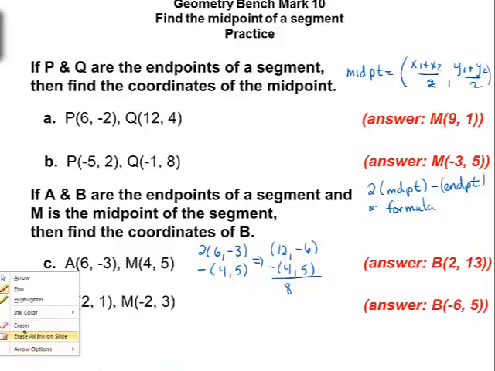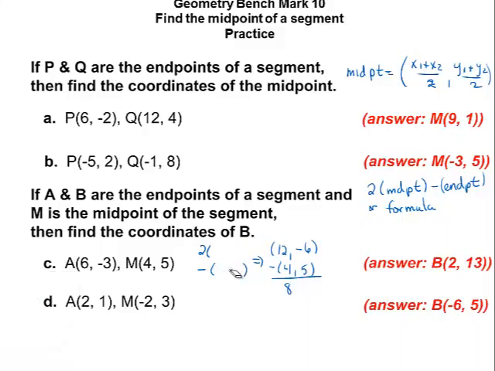Oh, I did the wrong thing. Just ignore me. I put the points in the wrong place. Midpoint. 2 times the midpoint. That's the second one. So I get 8 and 10 minus 6 and negative 3. So 8 minus 6 is 2. 10 minus negative 3, that's going to be 10 plus 3. Yeah, M, the midpoint, is what we're multiplying.